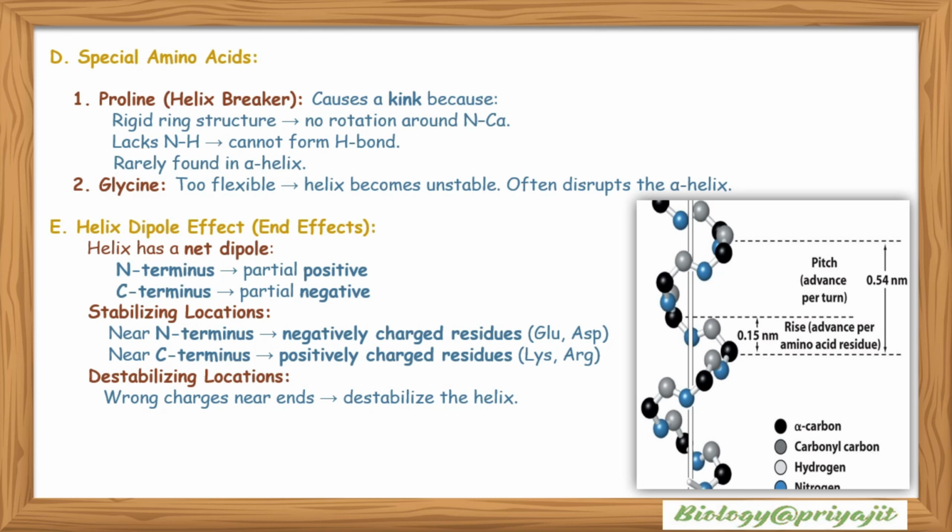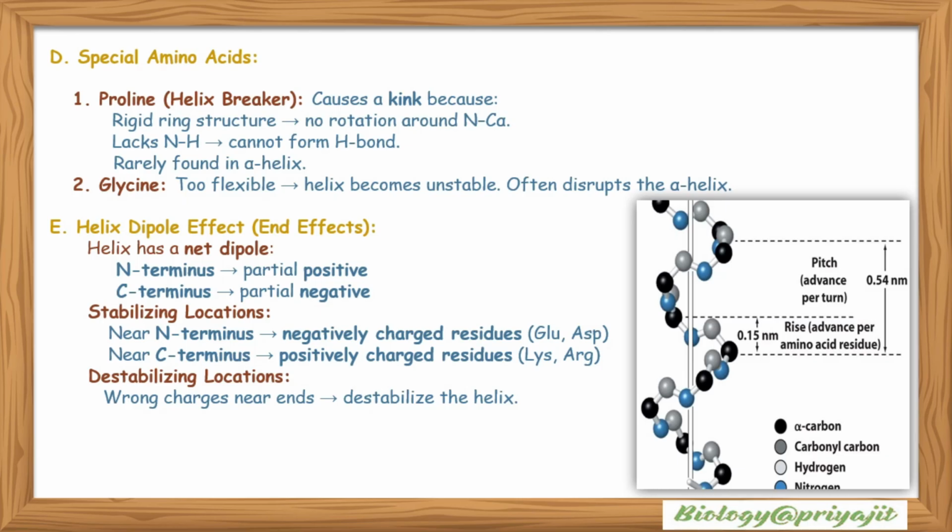Special amino acids such as proline, which is called a helix breaker, cause a kink because of the rigid ring structure. There is no rotation around the N-C alpha bond, so it lacks NH and cannot form a hydrogen bond. It is rarely found in an alpha helix. Glycine is too flexible, so the helix becomes unstable and is often disrupted.